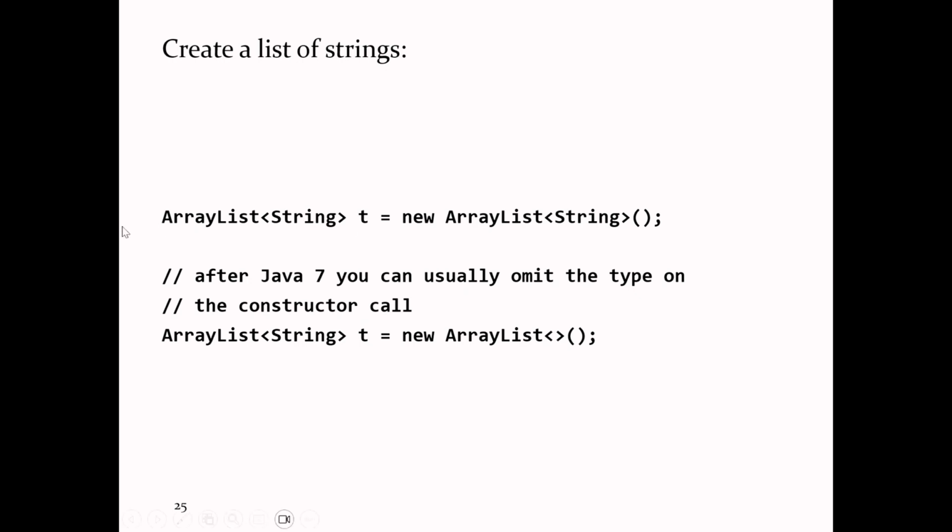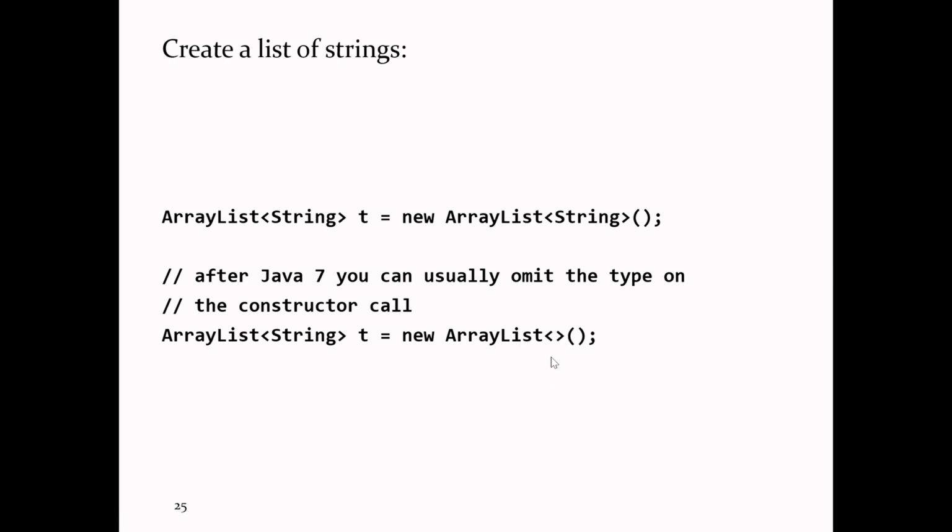Now you don't have to type in all of this. After Java 7, so whatever version of Java you're currently using, you don't need the element type on the right hand side anymore. You need it when you declare the variable, but when you call the constructor, you can just use a pair of empty angled brackets. If you leave off the angled brackets entirely, Eclipse will warn you that you're doing something you shouldn't be doing, but it's not an error. That's a bit weird.